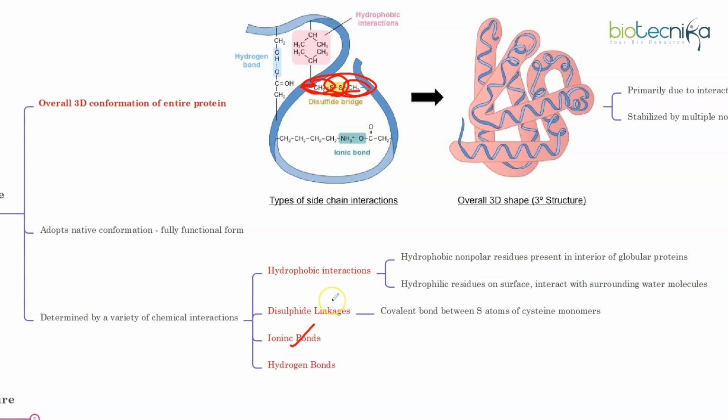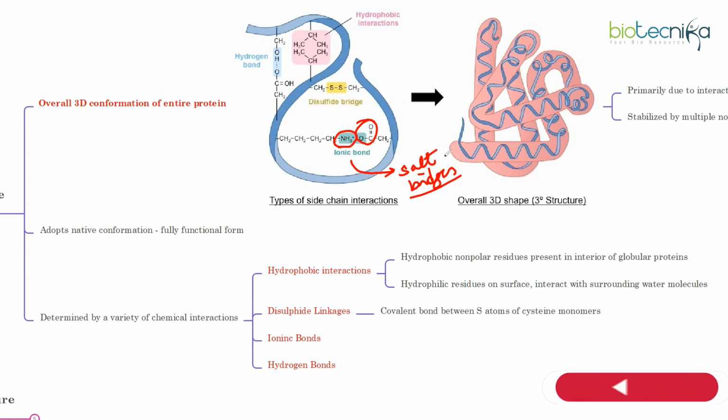Another one is ionic bonds, which are found between some positively charged side chain and some negatively charged side chain. Additionally, they can also have a stronger bond, called salt bridges. However, salt bridges are not present in all types of protein. They are only seen in some extremophiles, where additional stability of the protein is required.